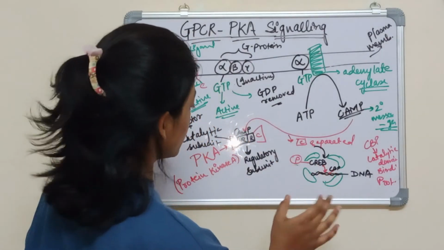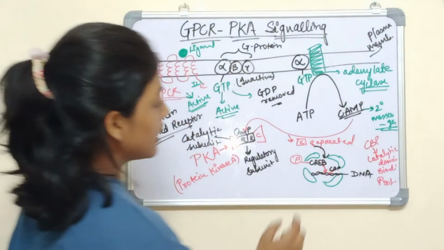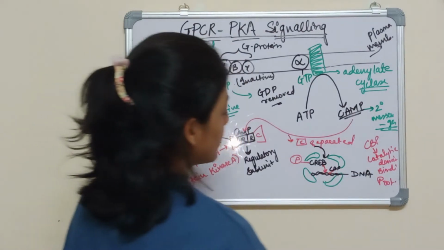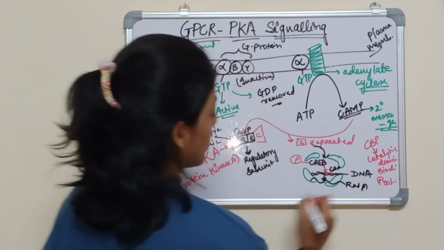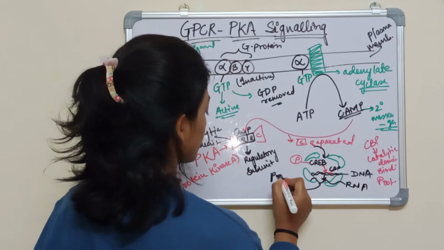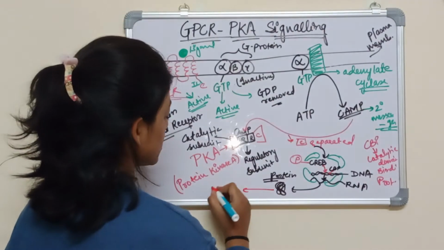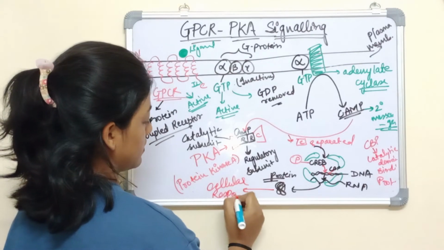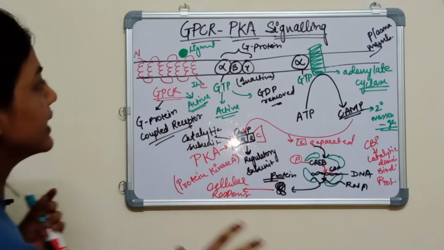CREB is present in the nucleus. It gets phosphorylated by the catalytic subunit of PKA. Now CREB will bind to DNA and CBP will also bind. Now transcription will occur and produce RNA. Now this RNA will produce a protein. Now this protein shows cellular response. This is GPCR PKA signaling.